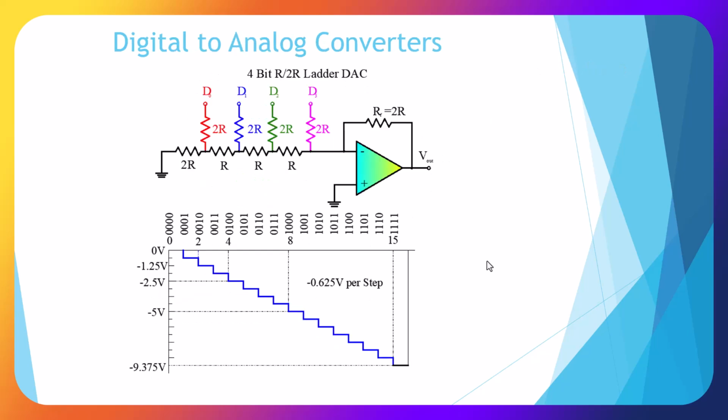Here's another digital to analog converter, and this is called an R2R ladder DAC. And this one's used in manufactured devices because it's much easier to get two values of resistors, R and 2R, and it provides the same type of stair step. We put in a binary number and get an output as an analog value.